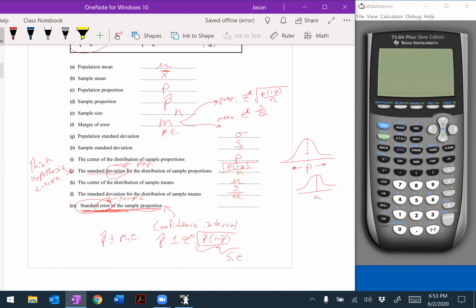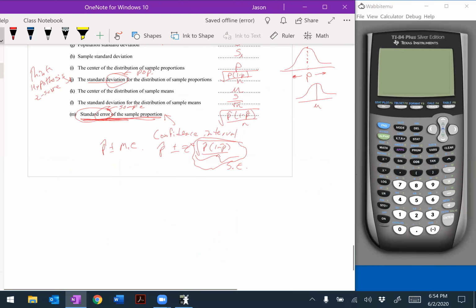So when we're building a confidence interval, we actually use this guy for the standard error: square root of p hat times 1 minus p hat all over n. Okay, that's it for the review.